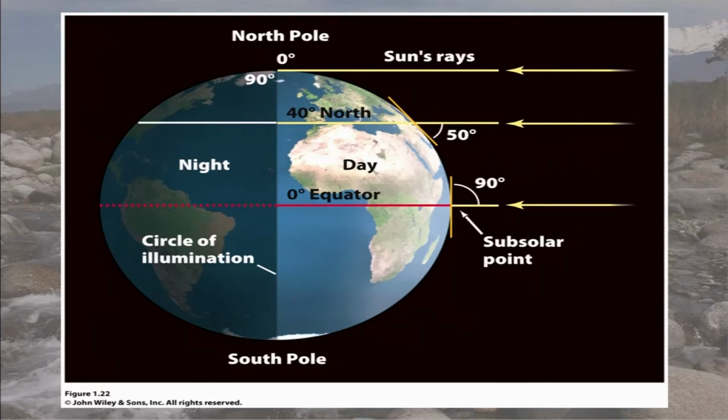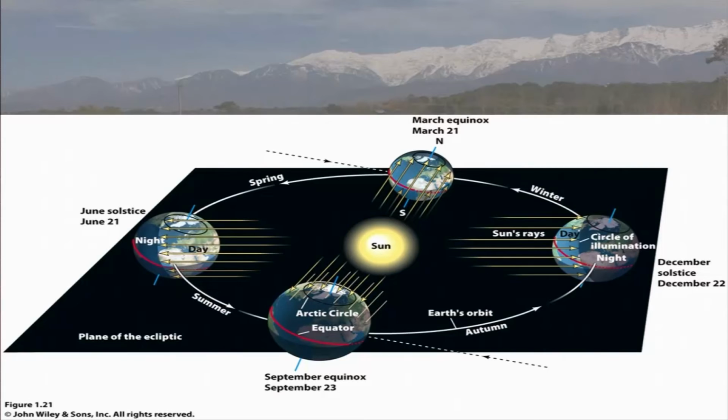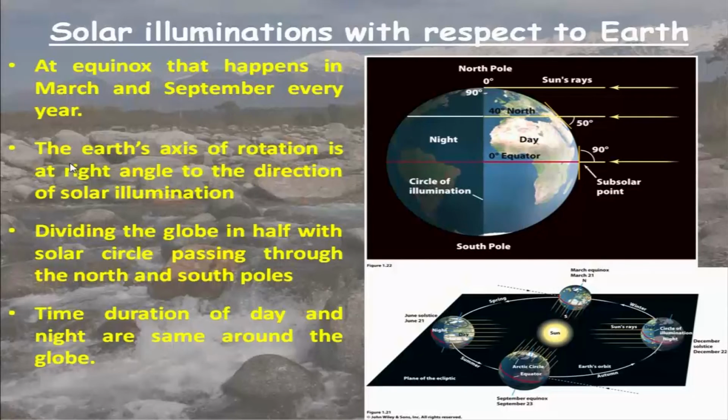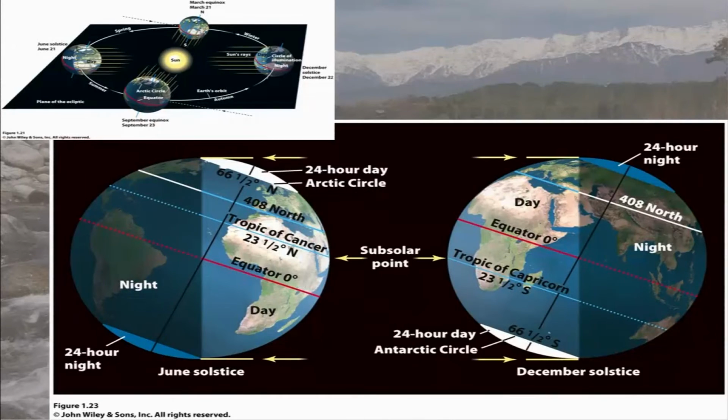So this is how the earth will be seen at equinox. An equinox takes place when the earth is at this location, and that is what we say is divided into exactly half. The illumination is almost perpendicular to the earth's surface, that is, the earth's axis of rotation is almost at a right angle to the illumination.